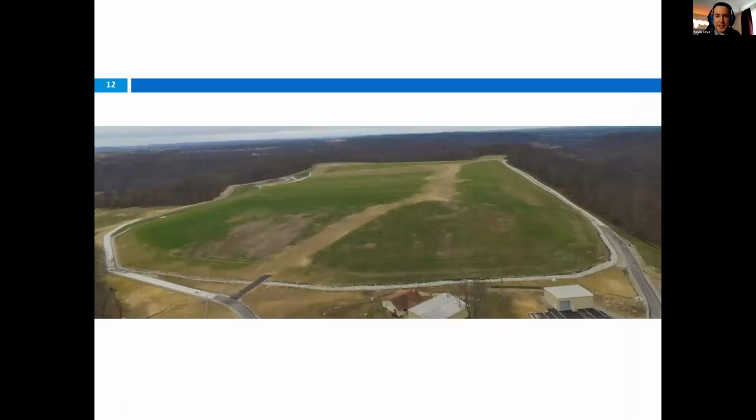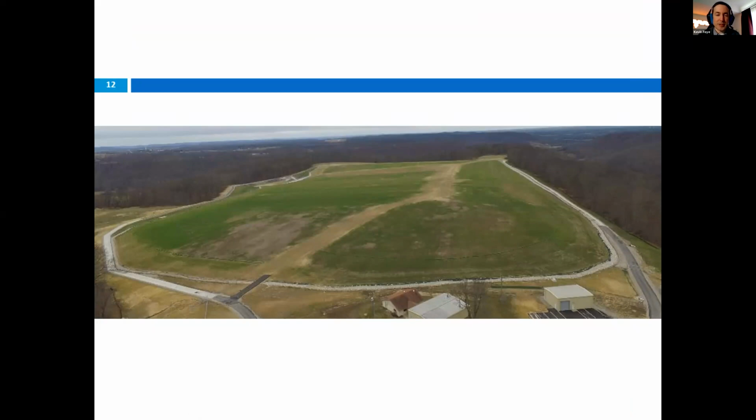Okay, moving on. This is what the site looked like after it had been closed. So I'm kind of skipping to the end of the book. If you're curious, we did actually succeed in building the final cover. This is what was desired as the outcome for the site, to have a vegetated final cover over the site that effectively sheds stormwater.